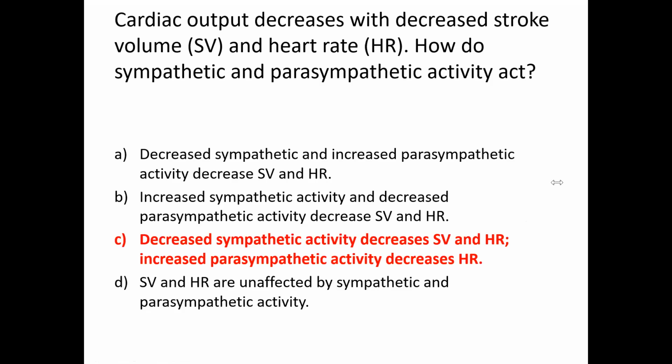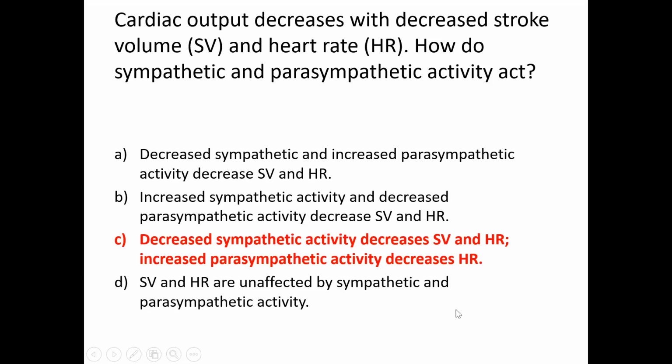Let's look at some of the others and explain why they're wrong. So A, decreased sympathetic and increased parasympathetic activity decreases stroke volume and heart rate. So this is not true, right? Decreased sympathetic is going to decrease the heart rate. Parasympathetic does not have an influence on stroke volume. So that's why this is wrong, I apologize. Decreased sympathetic will decrease stroke volume, but increased parasympathetic has no influence on stroke volume. Okay, I hope that's clear.